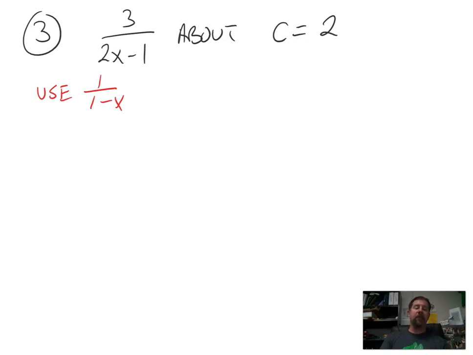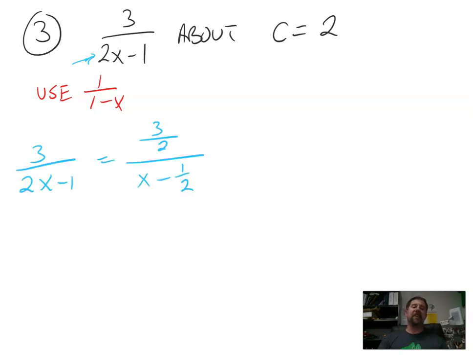In this case, I think the last time I said the first thing I'm going to do is use my c and get the right center. But in this case, because we have a number in front of my x, I think I'm going to try to get rid of that first so that when I plug in that x plus 2, I'm going to have minimal work to do around it. So I think the first thing I would do in this case is divide both the top and the bottom by 2. If I divide both the top and the bottom by 2, I get 3 halves over x minus 1 half.